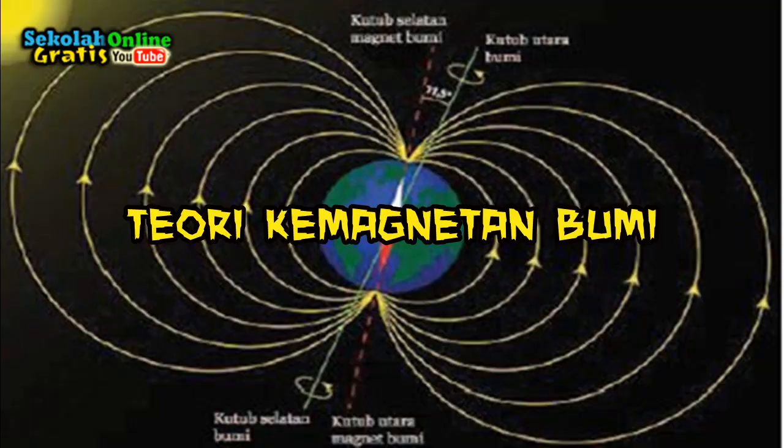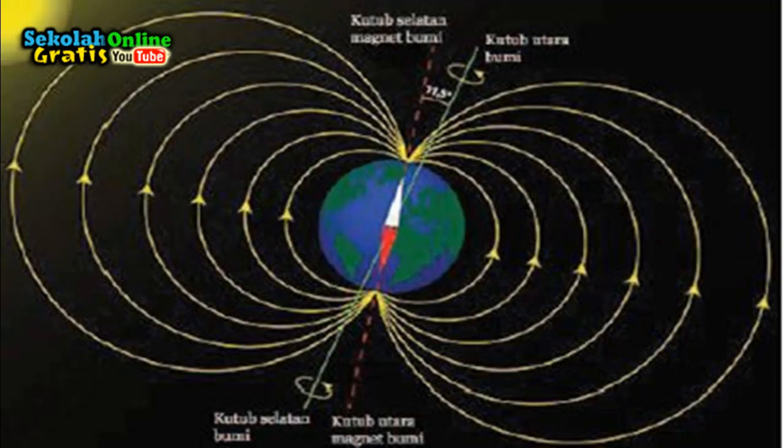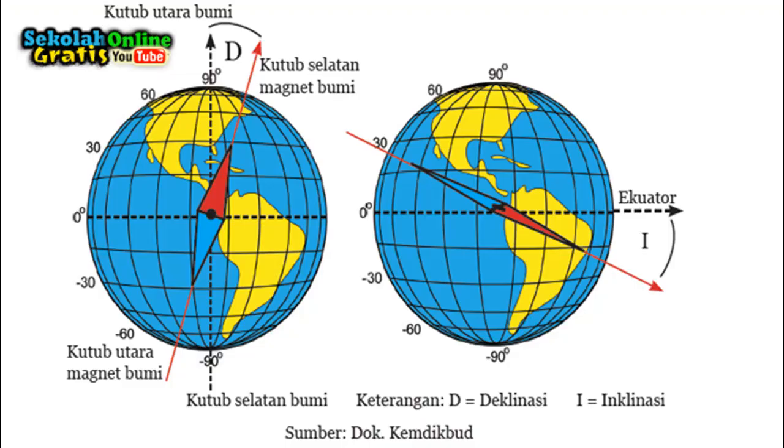Earth magnetism theory. Earth is a giant magnet, has a north and south pole. The Earth's magnetic north pole is at the Earth's south pole, and the Earth's magnetic south pole is at the Earth's north pole. The inaccuracy of the Earth's magnetic north and south poles is called declination.